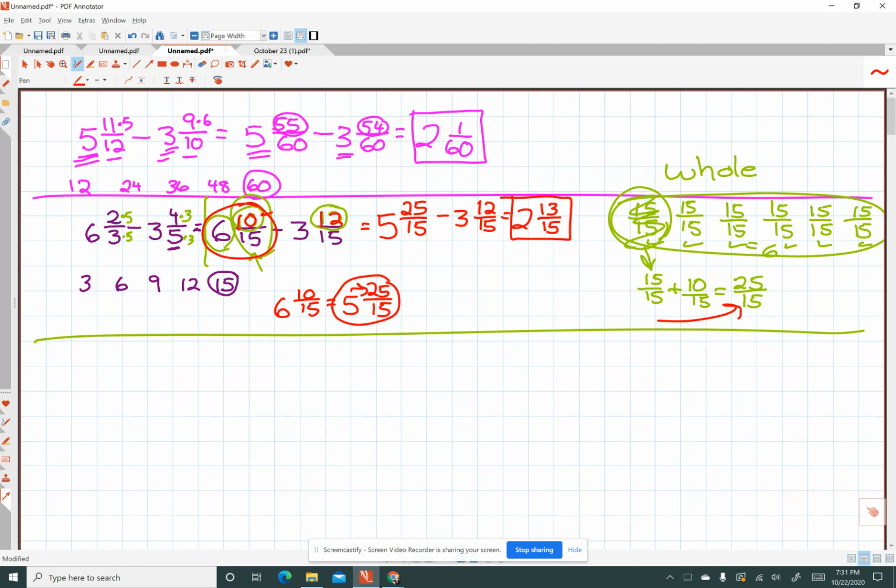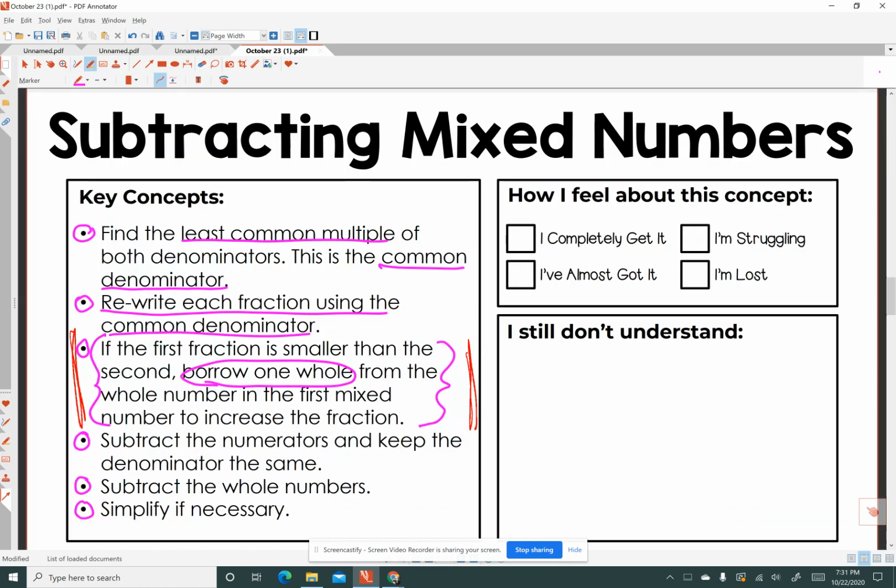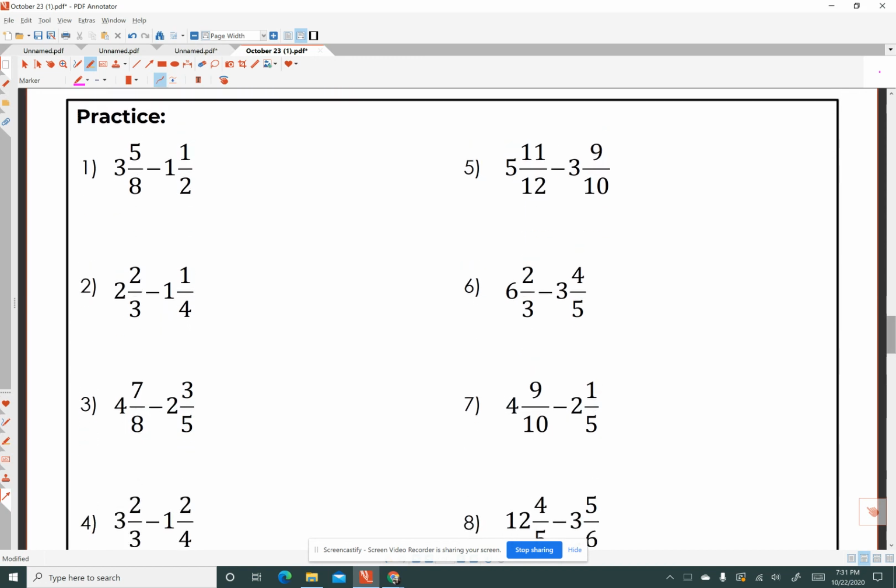So let's go back to our work. And let's try to do some of these problems together. So first problem, 3 and 5/8 minus 1 and 1/2. Well, we can work with this denominator of 8 because it is a multiple of 2. So our first fraction won't change. We've got 3 and 5/8 minus 1. And how many eighths will it be? Well, 2 goes into 8 4 times. I multiply 1 times 4, and I get 4.